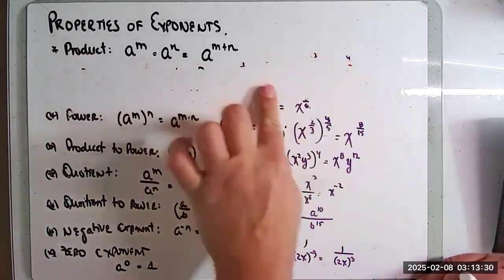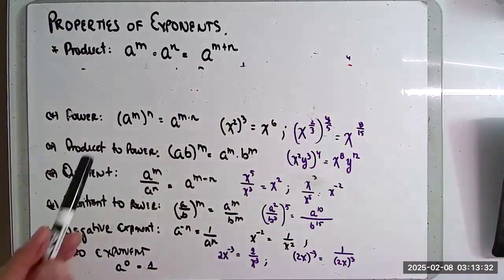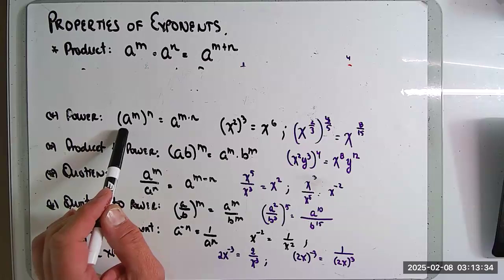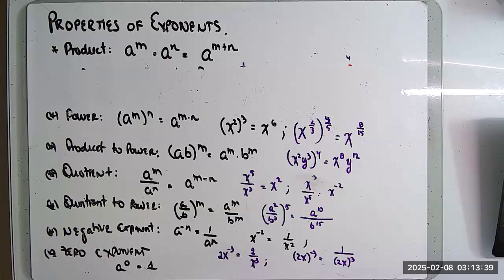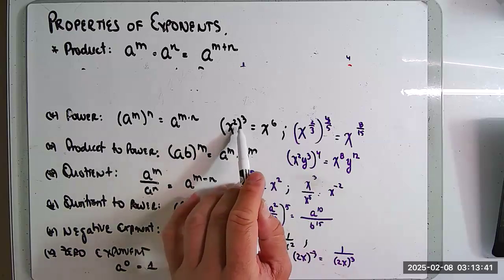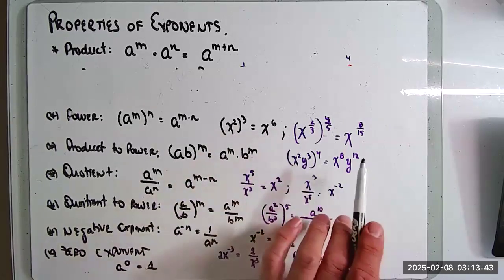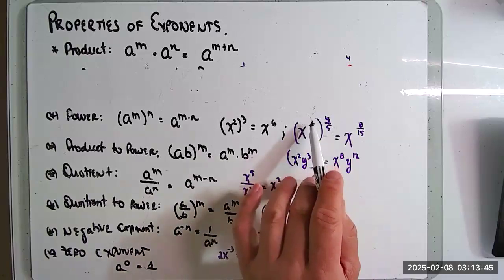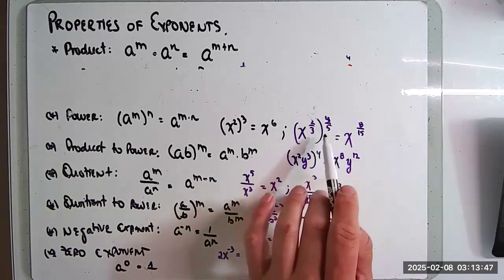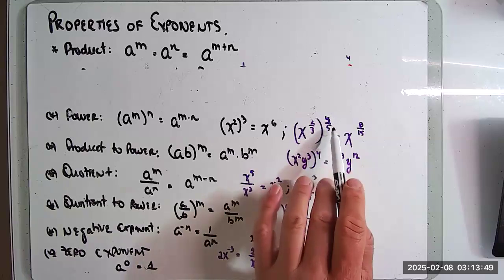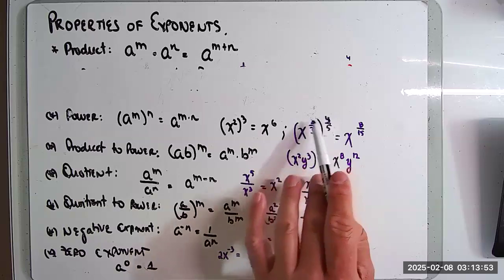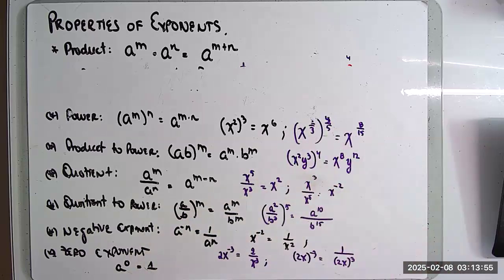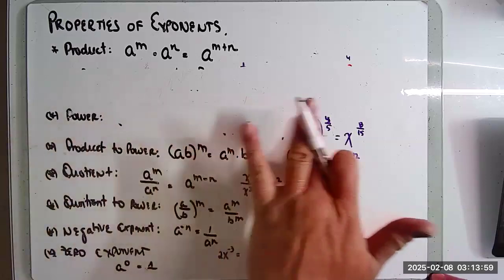Okay. So the power rule, base to the m, then raised to another power, we multiply the exponents. This is why x squared to the third, 2 times 3 will be 6, x to the 6. x to the 2/3 raised to the 4/5. Of course, we multiply exponents. 2 times 4 is 8, 3 times 5 is 15, it'll be x to the 8/15.